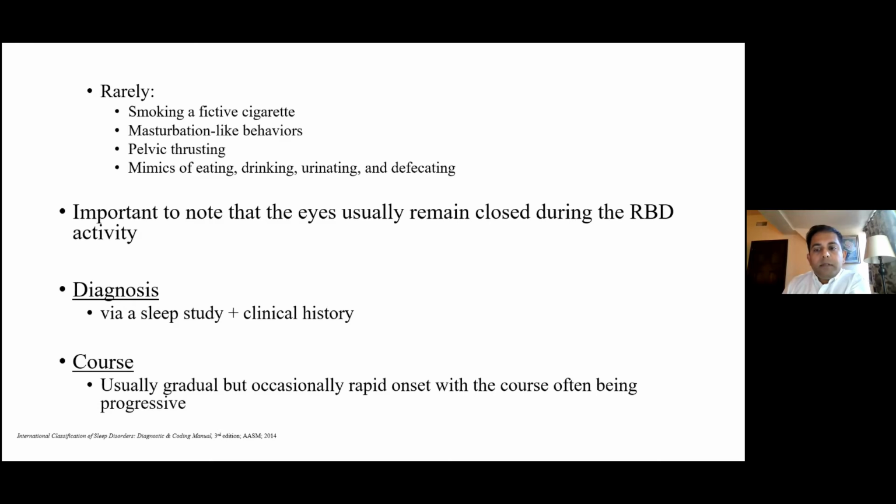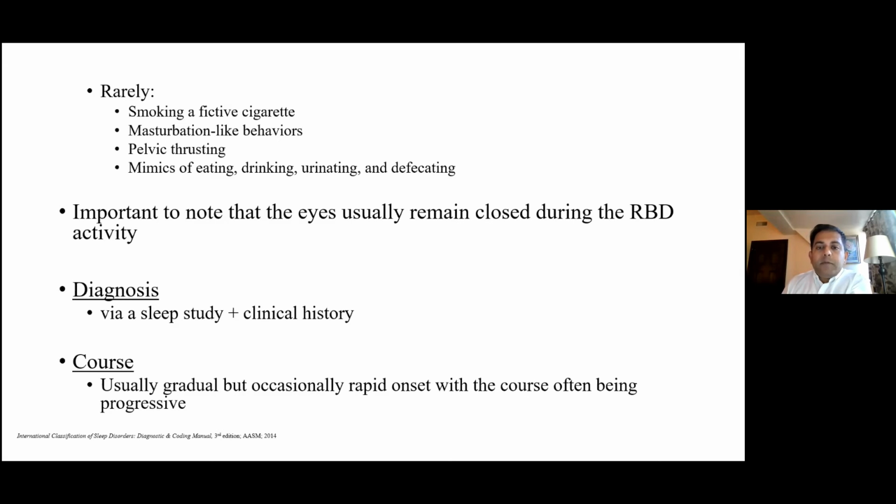But it's also important to note that when individuals are having RBD activity, their eyes are usually closed. And that's also a differentiator between sleepwalking. In sleepwalking, the individual typically looks awake, but their brains are asleep. But in RBD, the eyes are fully closed.